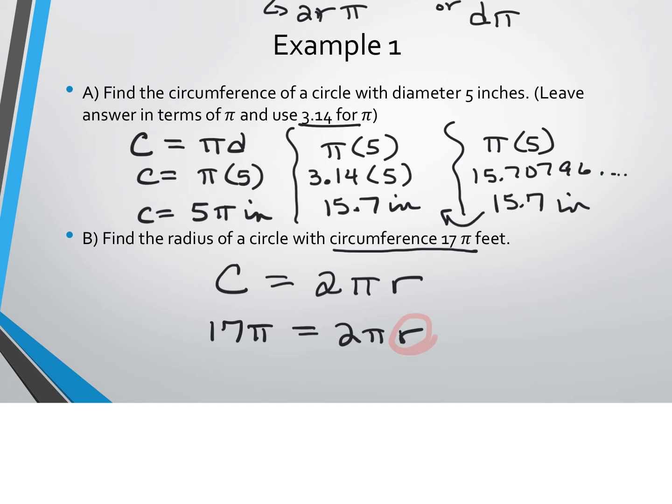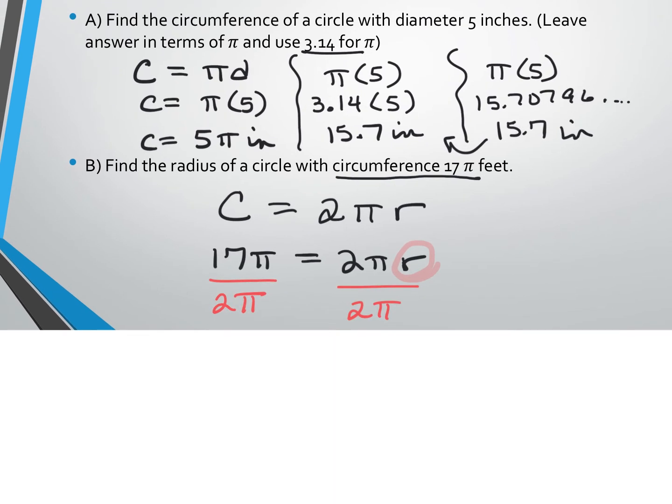Now you can either do it in 2 steps or just one. I could do it all together. Divide by 2 pi. Notice the pi's cancel. This is canceling, so now I have r is equal to 17 over 2. You can leave it like that, or if it says to round to a certain place, we would divide it, and this gives me 8.5. And these are feet. So my radius is 8.5.